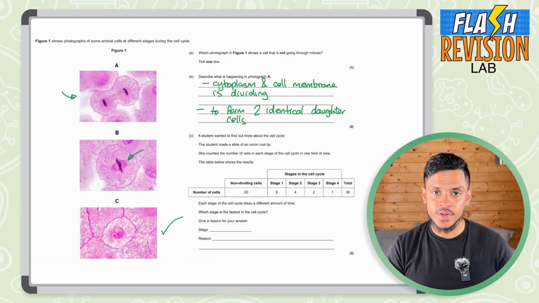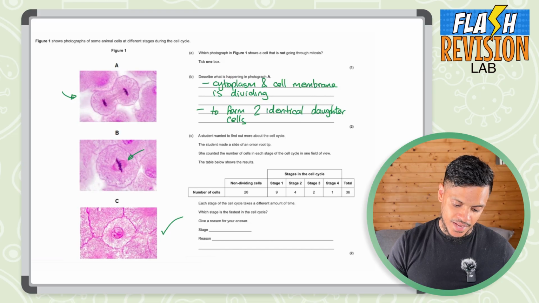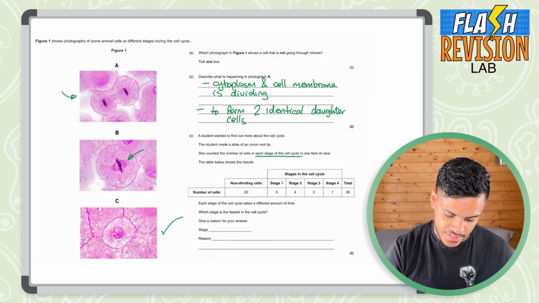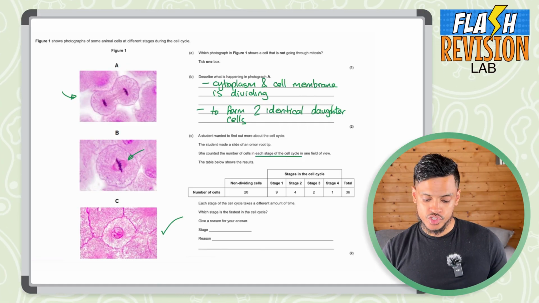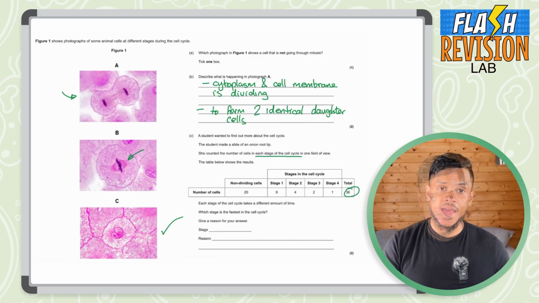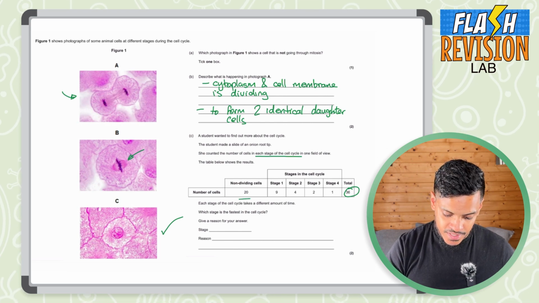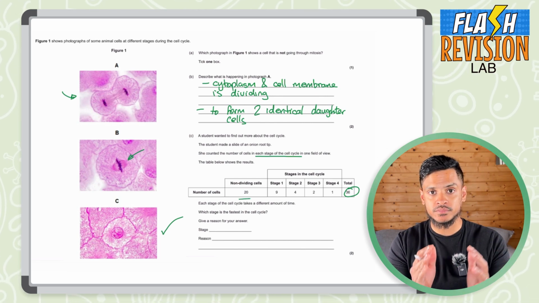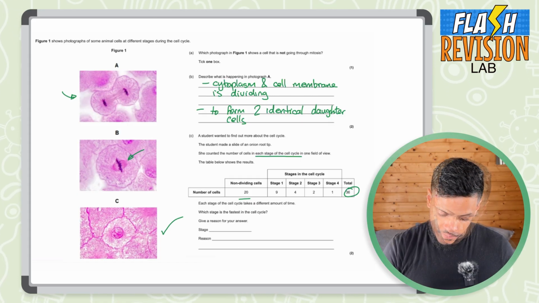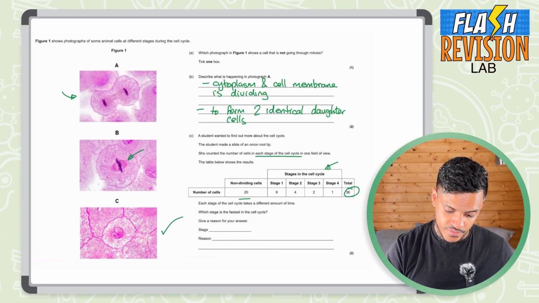Now, part C of the question, we've got a table here. A student wants to find out more about the cell cycle. The student made a slide of an onion root tip. She counted the number of cells in each stage of the cell cycle, and the table below shows the results. So total, it says 36. She looked at 36 cells and she noted down at what stage they were at. So 20 of the cells weren't even dividing. They were just on their own. All right, so they weren't in the process of dividing. Then we've got the rest of the cells, which add up to 16. So 16 of the cells are in the stages of the cell cycle.